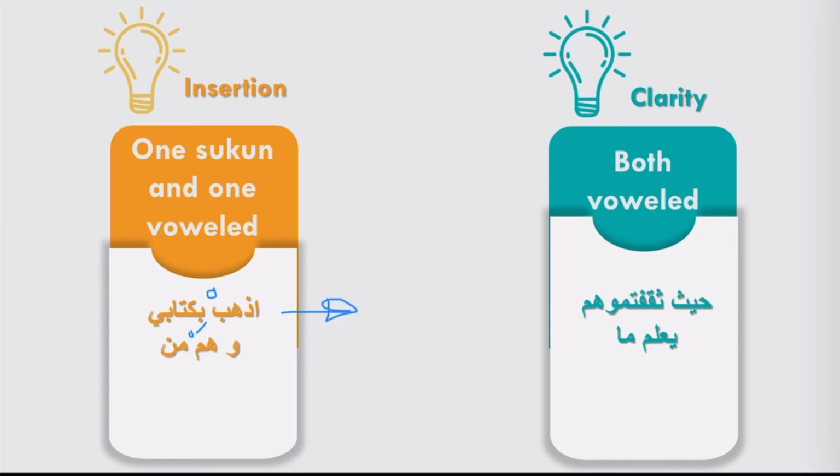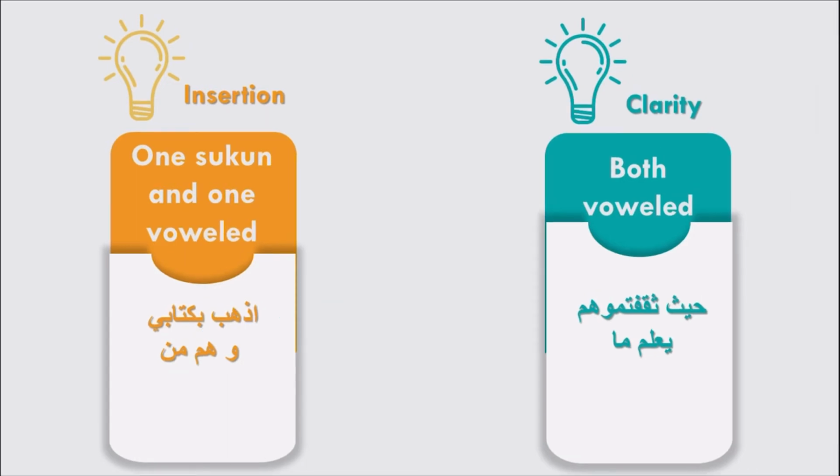This first one is meem sukoon, the second one is meem kasra. So wahum mi. This is insertion, and it's called idgham mutamathilayn, insertion for both identical letters or for two alike letters.